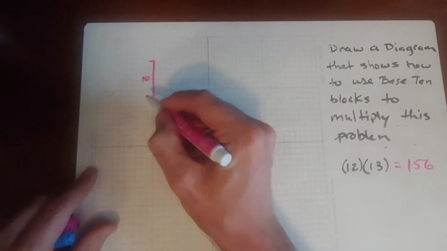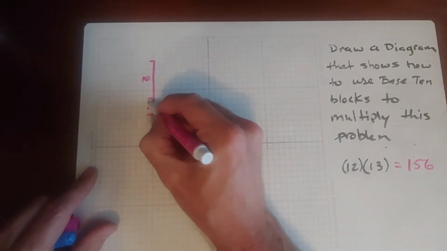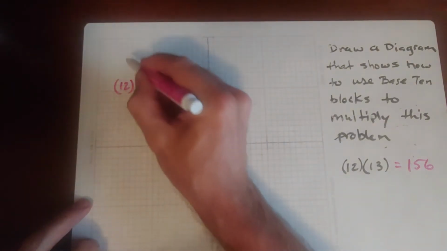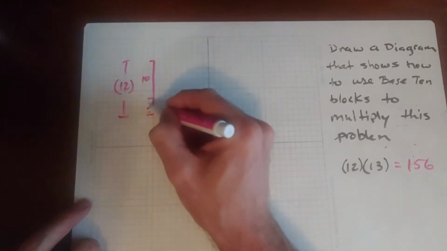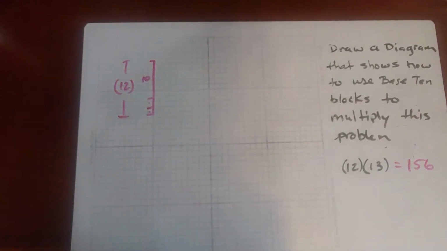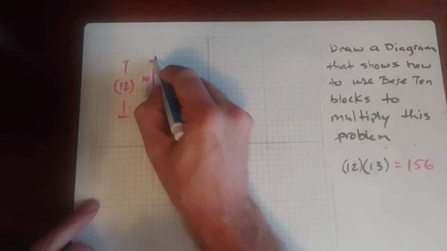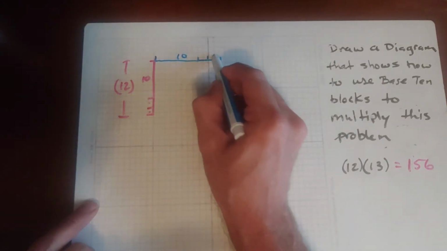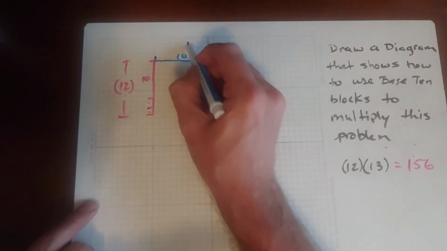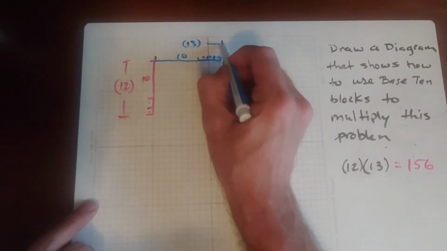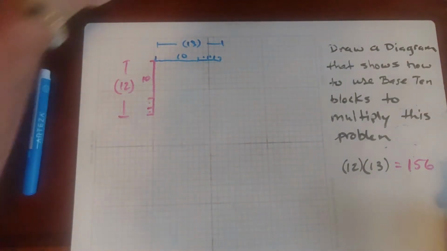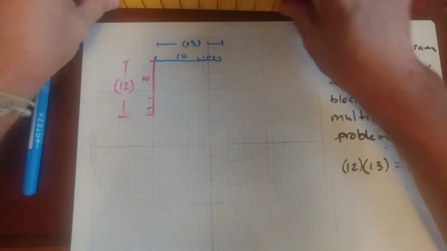So I say, okay, well, there's my 10, and then 2 more units. So there's my number 12. From here to here is 12, a 10 plus 2 more. And then here is another 10, and then 3 units. So that's the number 13. It goes from there to there. So I drew what these things kind of represented.